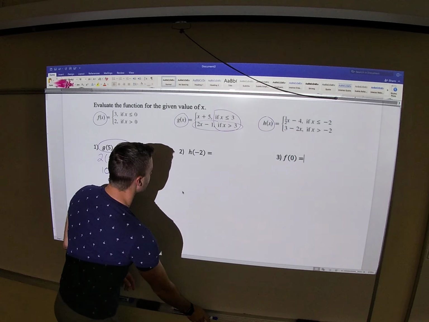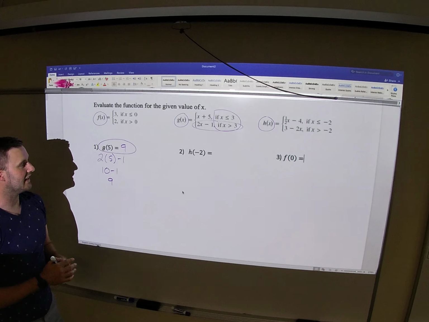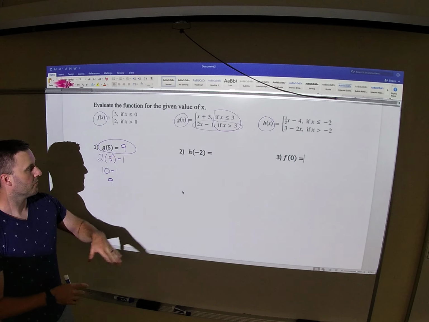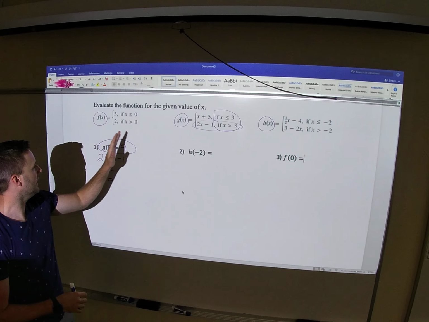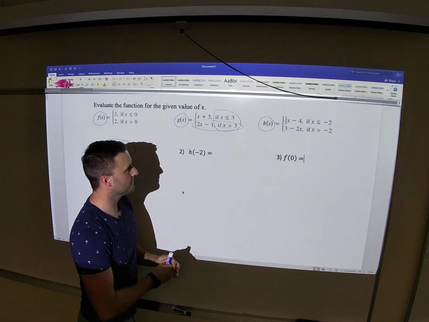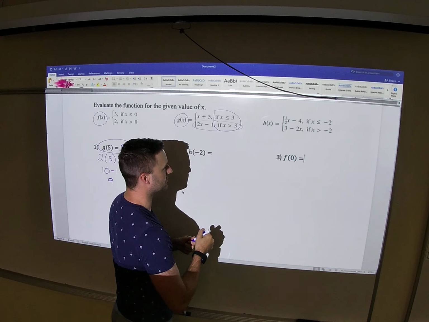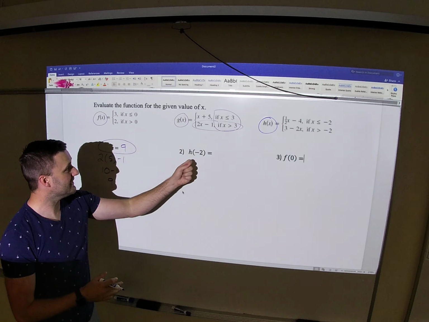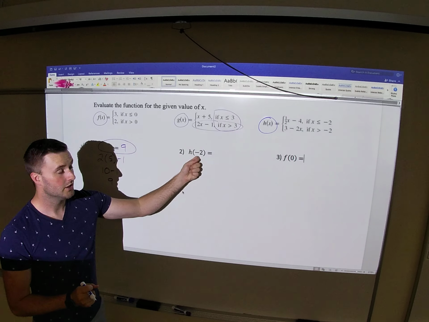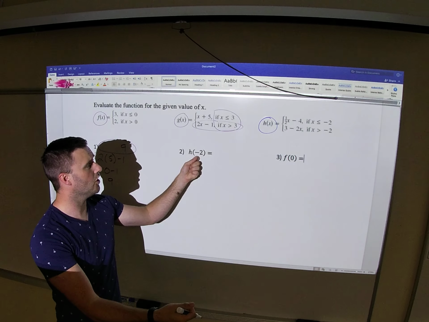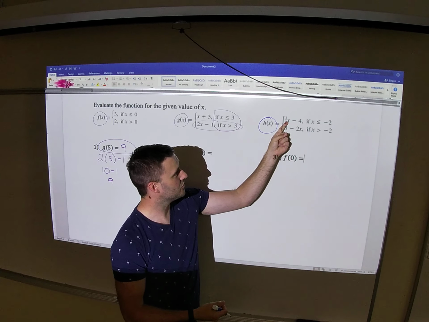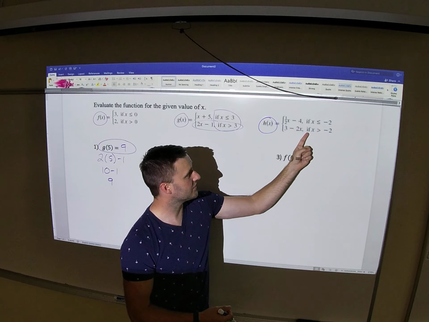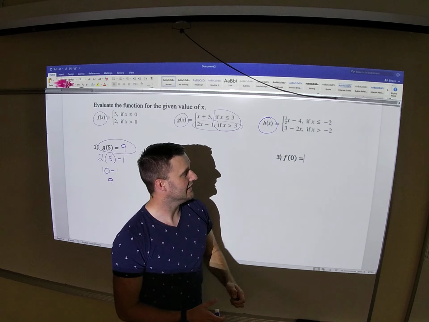Let's do another one. So number 2, first picking out, okay, which graph am I going to use? Which piece am I going to use? Well, it's h. I have f, then g, then h. So let's go ahead and look at h. Okay, h of x. Now, what is my x? Well, my x is -2. So which piece does -2 belong into? Does -2 belong in this top piece, x less than or equal to -2, or does it belong in the bottom piece, x greater than -2?